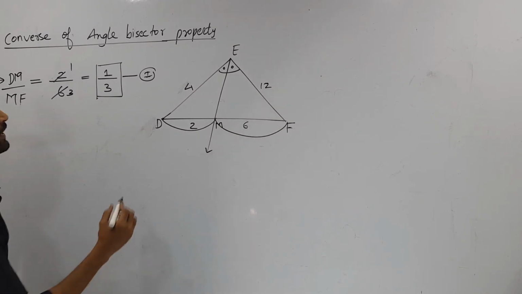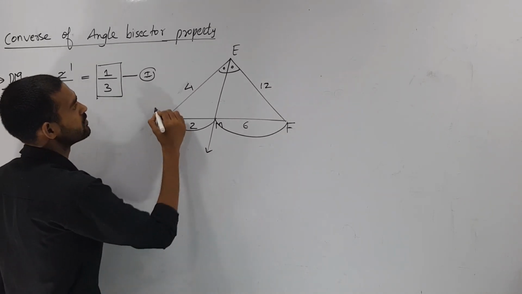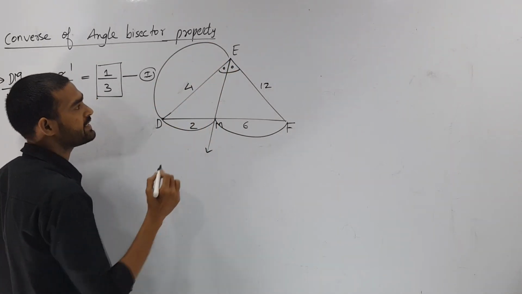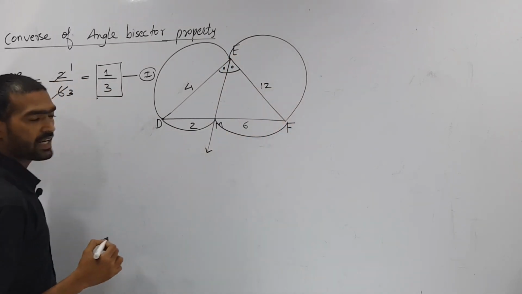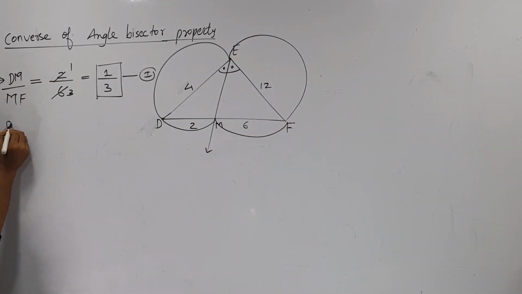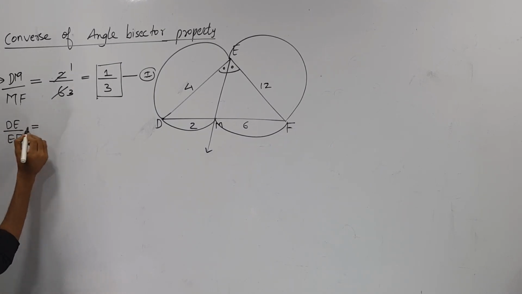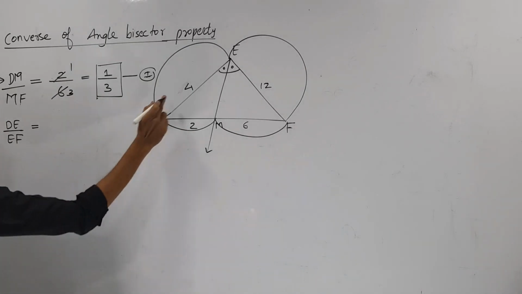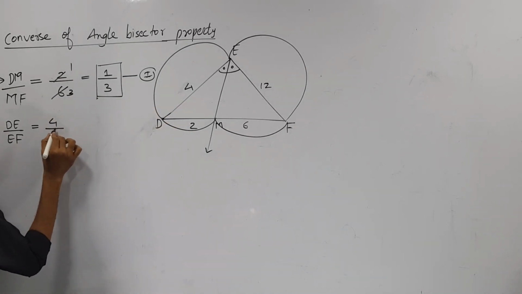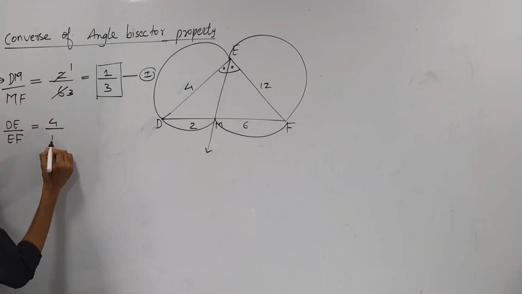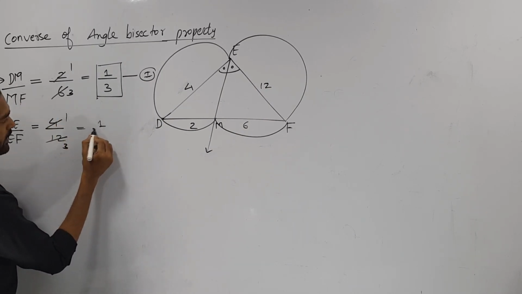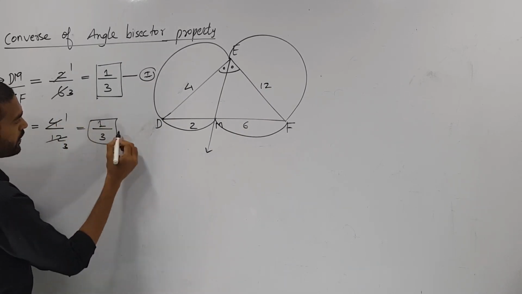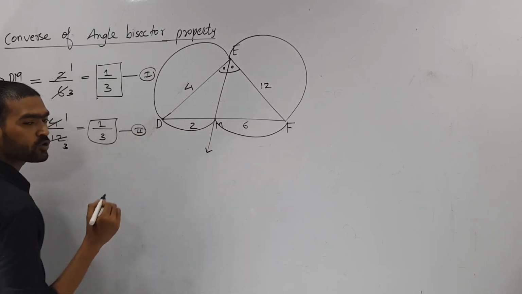Again we'll start with point D. DE upon EF. Let us substitute the values. DE is 4, EF is 12. 4 ones are 4, 4 threes are 12. So my answer is 1 upon 3. That is equation number 2.